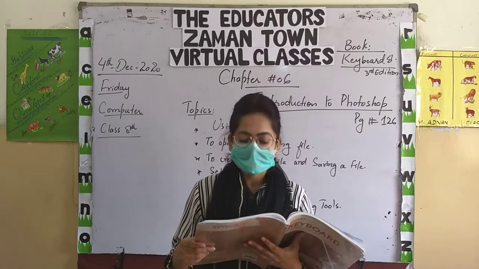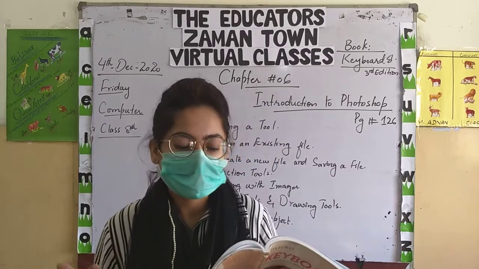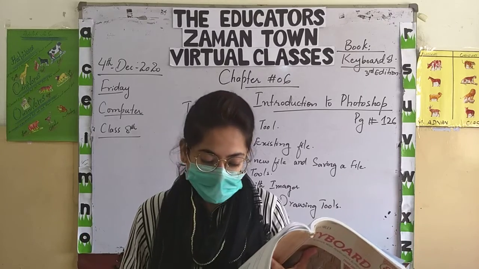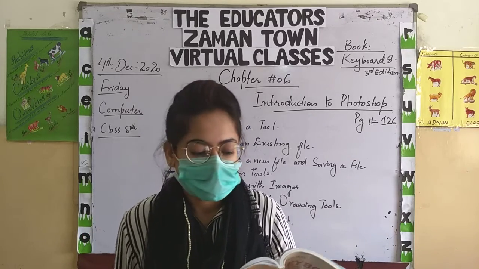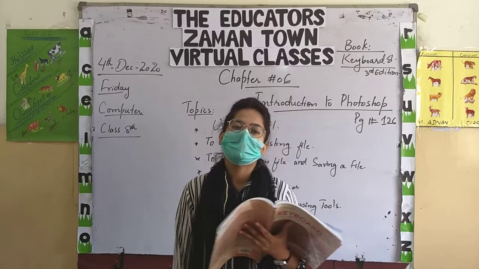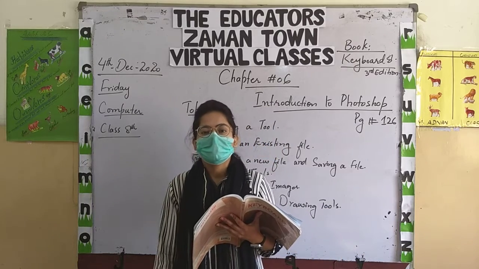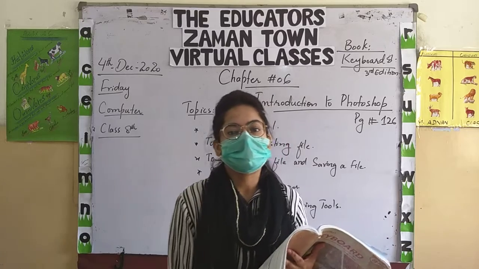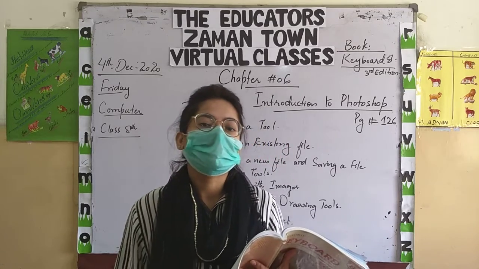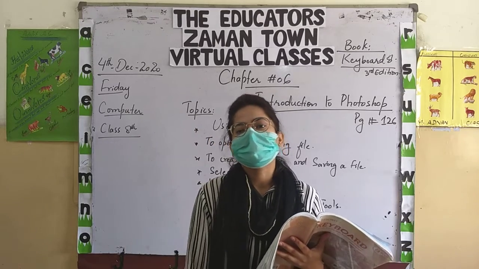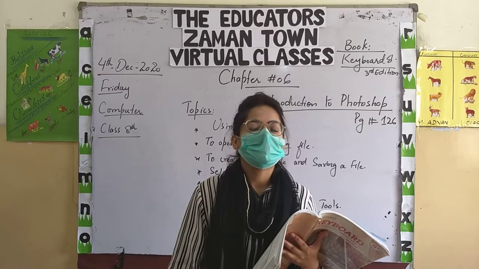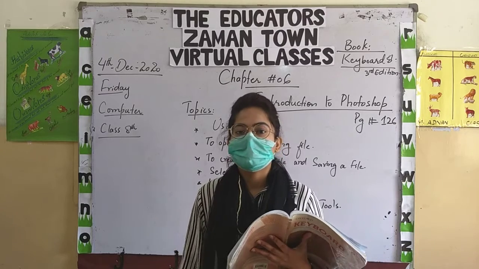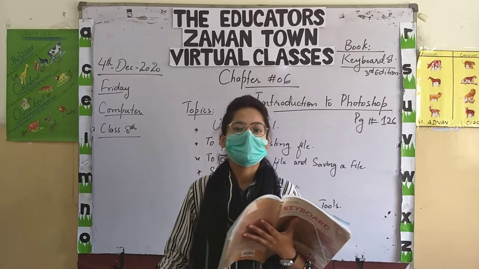On page number 127, we have the topic how to open an existing file, create a new file, or save a file. So first one, to open an existing file. What is meant by existing? Existing means if you have worked on any other document earlier and you want to reuse that document. So you are going to open an existing file on which you have worked earlier and saved.